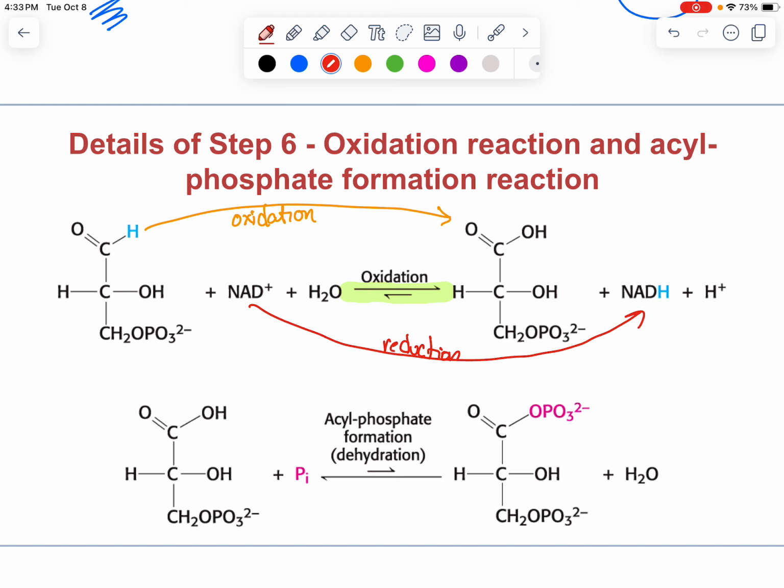So look at the arrow in this bottom picture. Wow, it is much more favorable in the reverse, but because we have that energy from that oxidation, that energy essentially provides the energy this phosphate needs to get over that energy hill and get added to this molecule. So we get over that energy barrier.